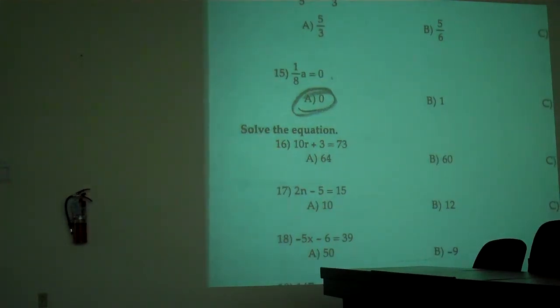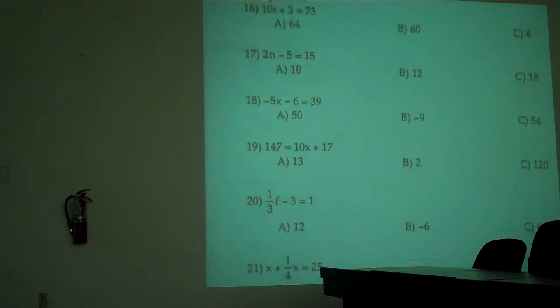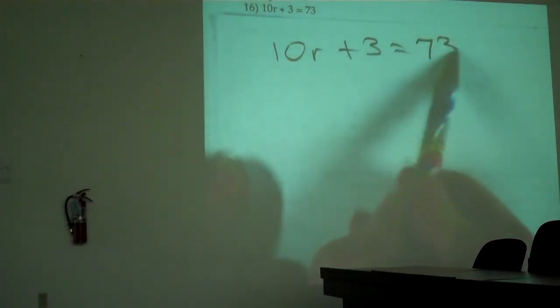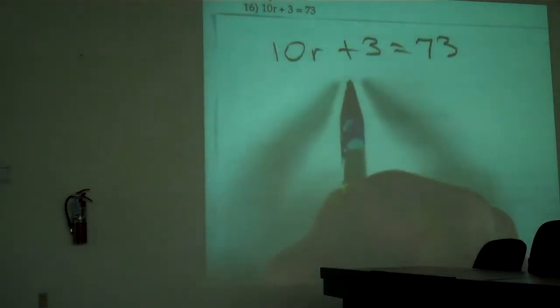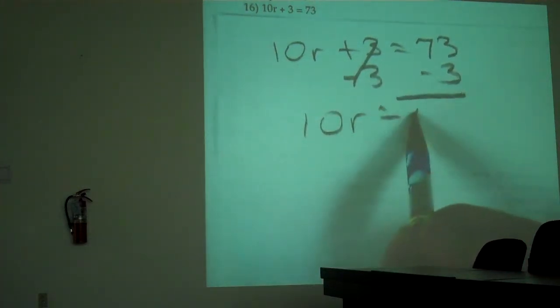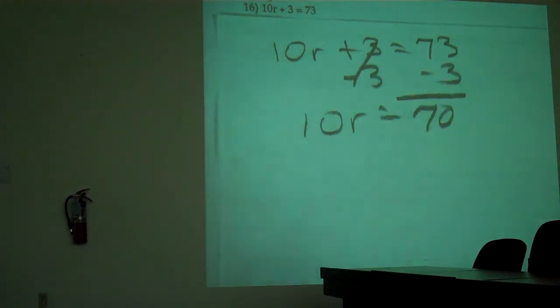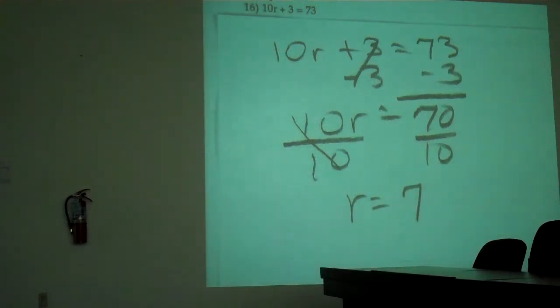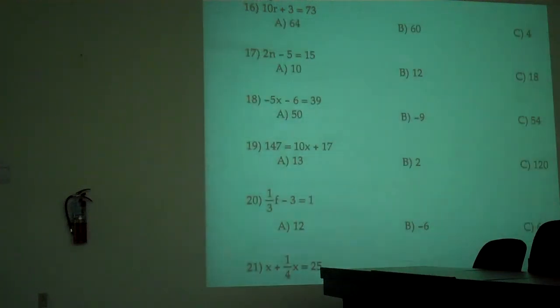Okay, now they're getting a little bit harder. We're going to do 2 steps here. We already have the variable on one side, so all we're going to do is do the add, subtract, and then the multiply or divide. So you have 10r plus 3 equals 73. So what do you do first? Subtract 3. So you have 10r equals 70. So divide by 10. R equals 7. Okay?